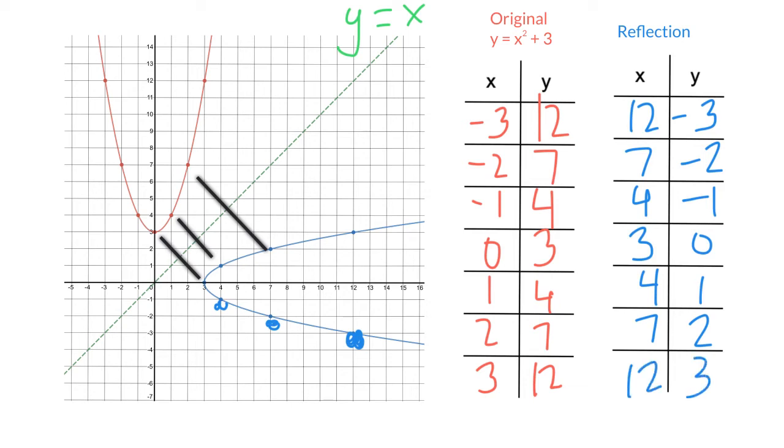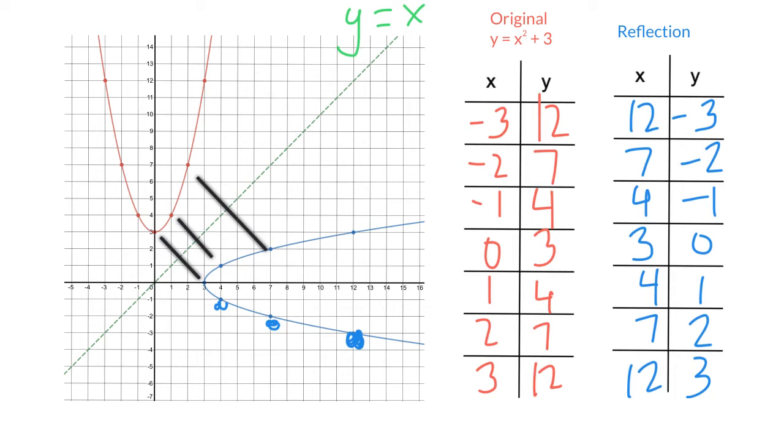The final thing that we're going to do is compare the two tables together. If you compare the x values and the y values in each of the tables, you can see that they are inverses of each other. I interchanged them, I switched them around. Whatever I had for an x value in the original table is now a y value in the reflection. Whatever was a y value in the original table is now an x value in the reflection.